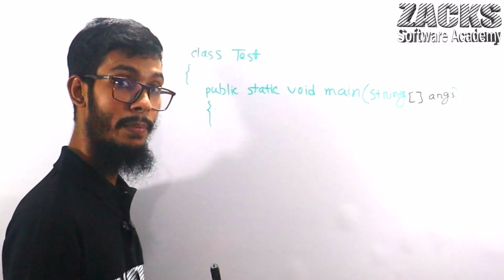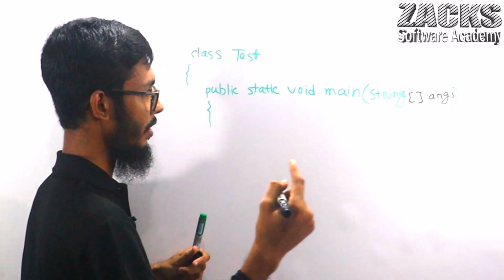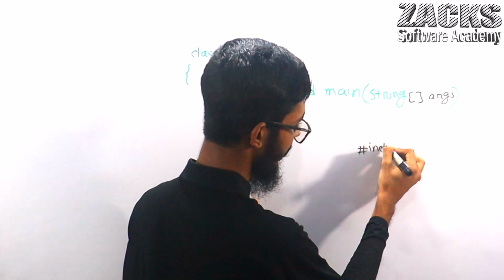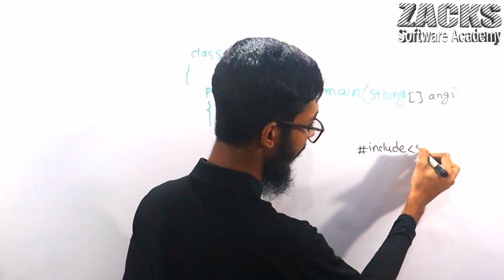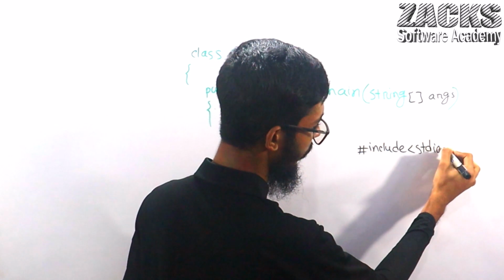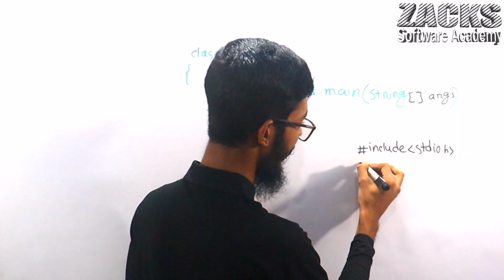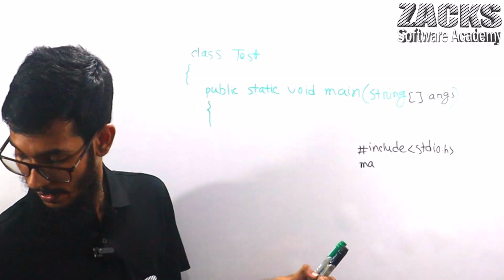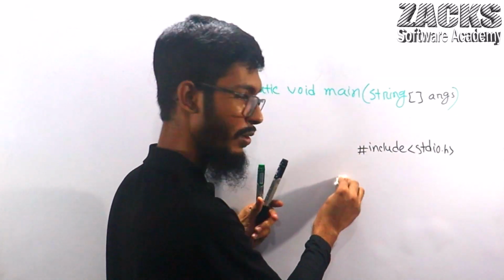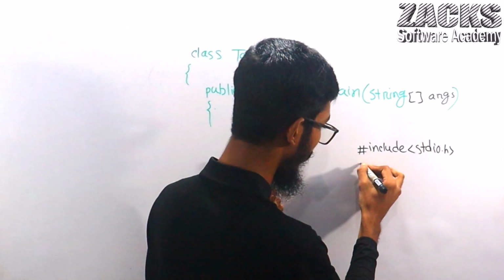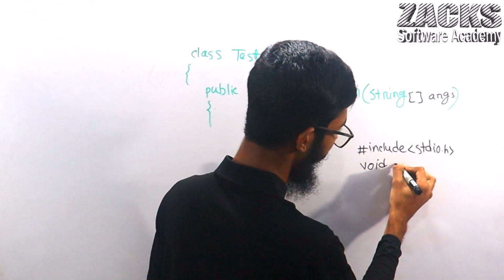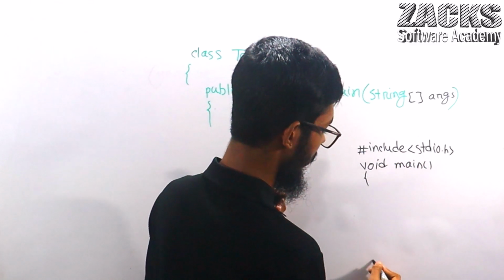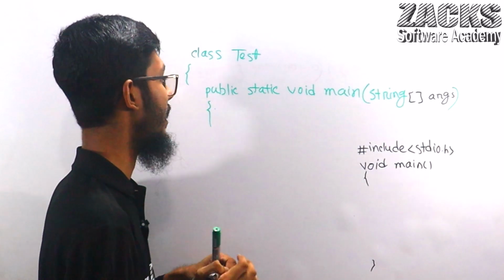What will be the corresponding C code? Very simple. Simply hash include stdio.h, and void main is a return type, but if I don't write the return type, even that is no problem in C. Void main, right? You already know.